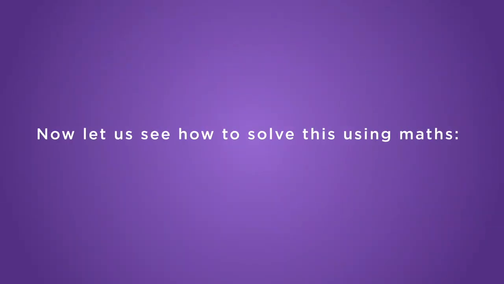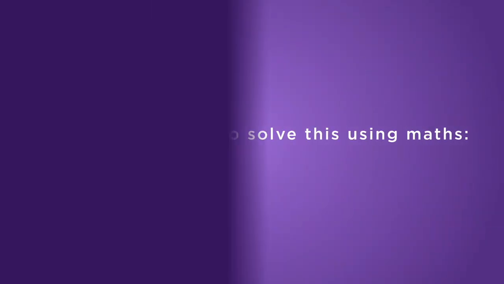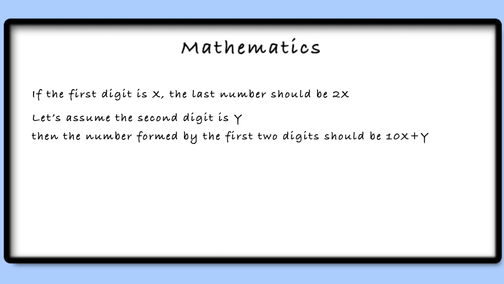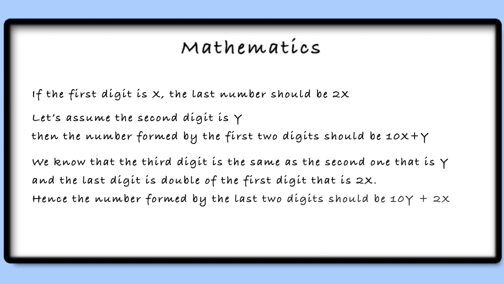Now let us see how to solve this using maths. If the first digit is x, the last number should be 2x. Let's assume the second digit is y, then the number formed by the first two digits should be 10x plus y. We know that the third digit is the same as the second one, that is y, and the last digit is double of the first digit, that is 2x.